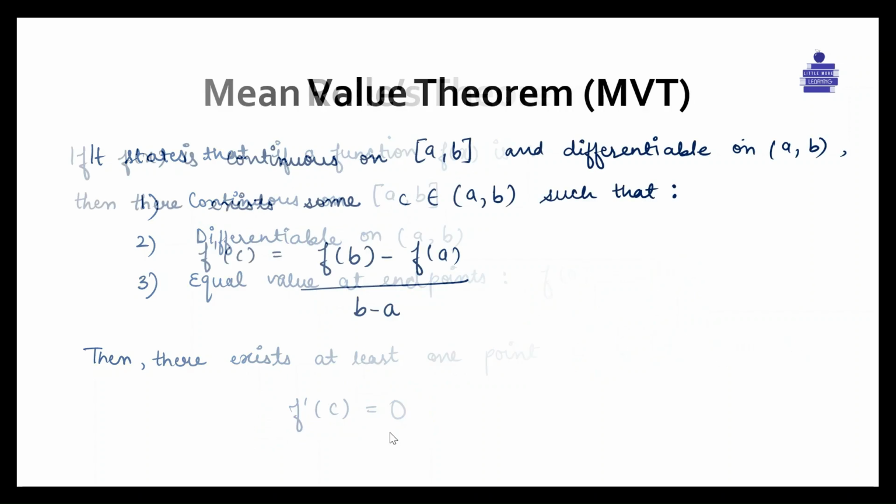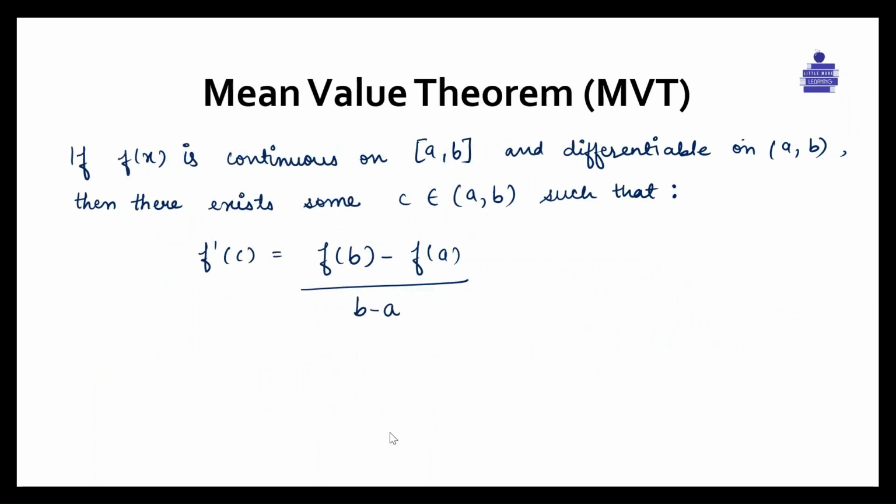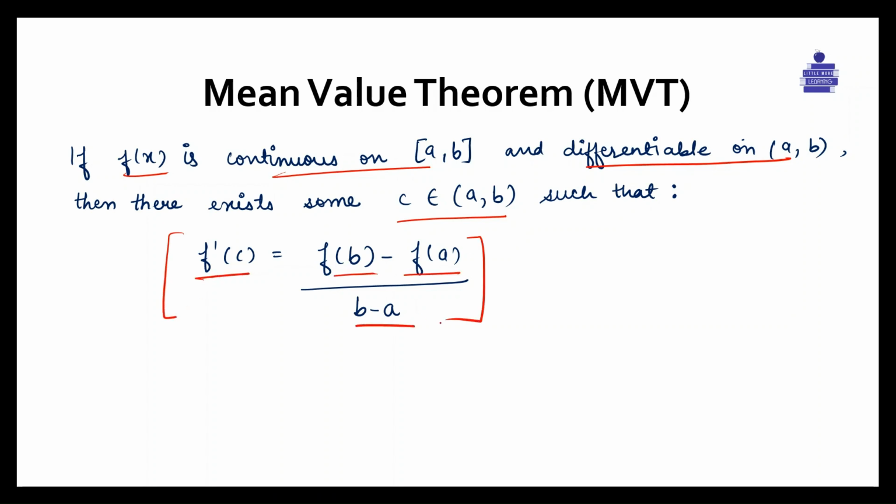Next is the mean value theorem. It is a generalization of Rolle's theorem. It states that if f(x) is continuous on [a, b] and differentiable on (a, b), then there exists some c that belongs to (a, b) such that f'(c), that is the derivative, equals (f(b) minus f(a)) divided by (b minus a). This means that at some point, the instantaneous rate of change, that is the derivative, is equal to the average rate of change over the interval.